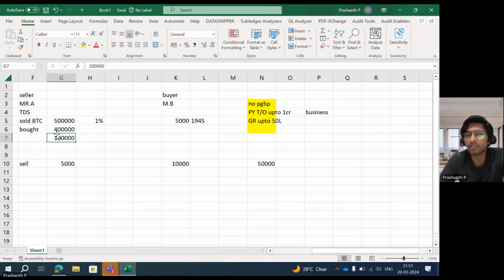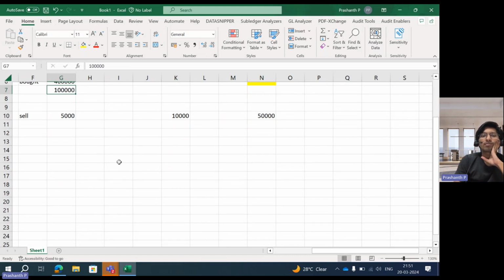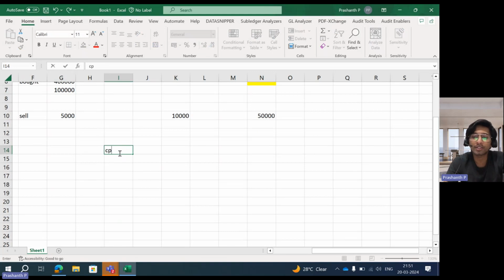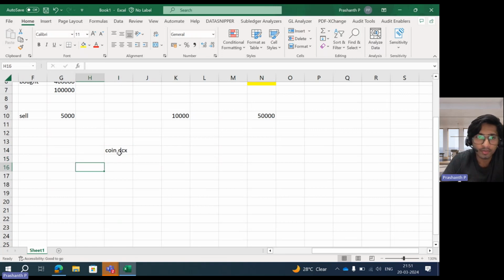Now let's say there are so many exchanges in this world, right? Let's say CoinDCX is one exchange. So what I am doing is I bought Bitcoin for 5 lakh rupees. After a few days, I sold the same Bitcoin for, let's say, 12 lakh.